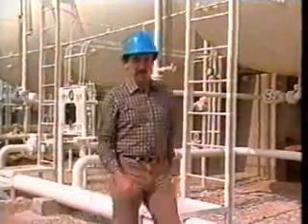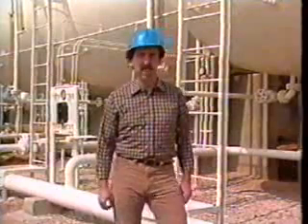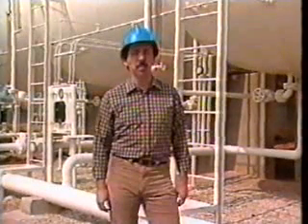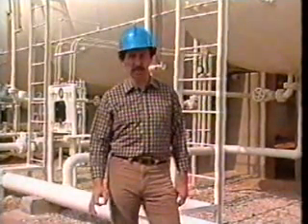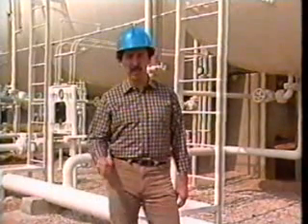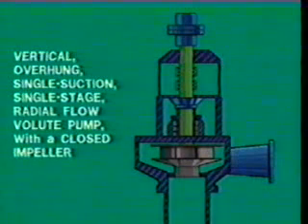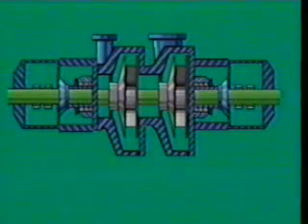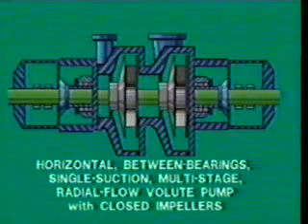We've got a lot of terms, right? And one by one, we can understand each. That's important to remember because a specific centrifugal pump is classified by which terms are applied to it. For example, a vertical overhung single-suction, single-stage radial flow volute pump with a closed impeller. That's one centrifugal pump. Another one is this one, a horizontal between bearings, single-suction, multi-stage radial flow volute pump with closed impellers.